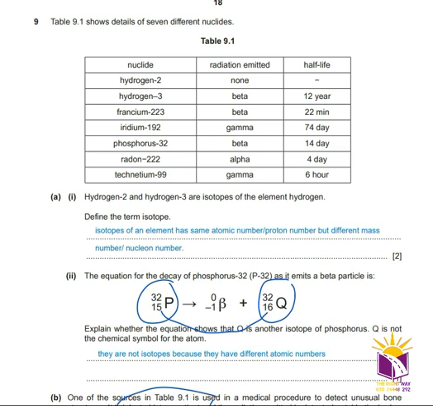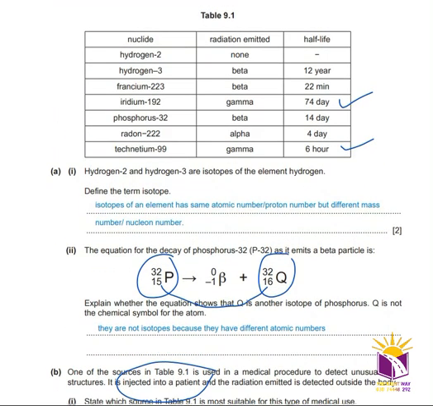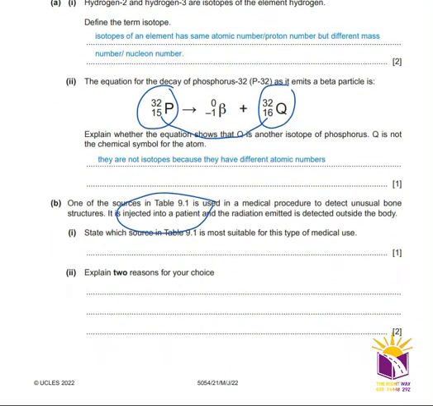Now for the gamma radiations, we have two elements. One is iridium and one is technetium. For this purpose we have to use the radiation emitter which has a low half-life. So we are going to use technetium 99, which will emit gamma radiation for only 6 hours. In 6 hours we can detect the fracture in the bones, and it is enough time for the detection of the problem. So we are going to use technetium 99.